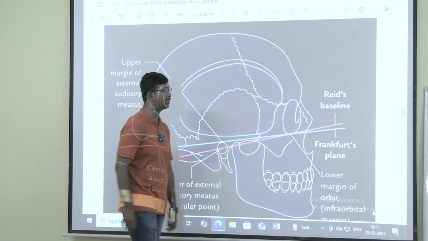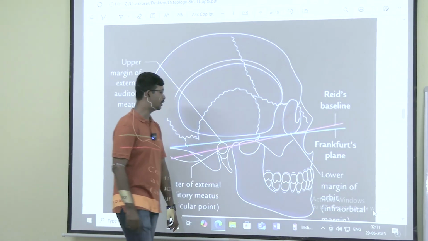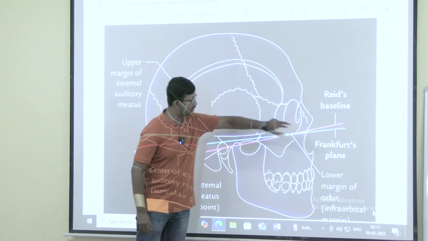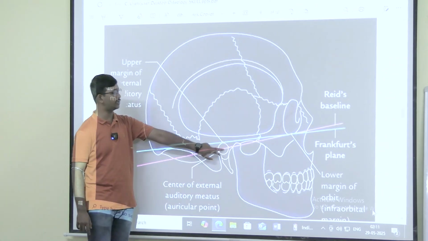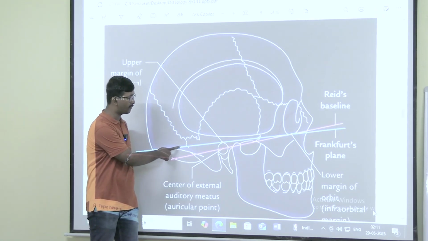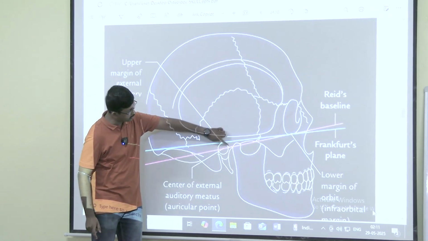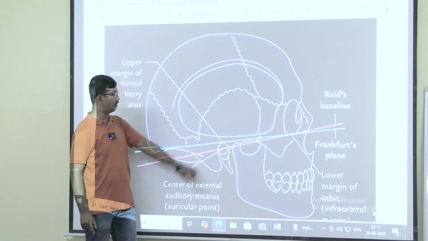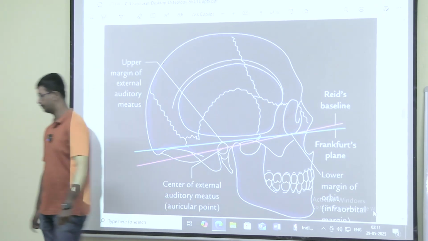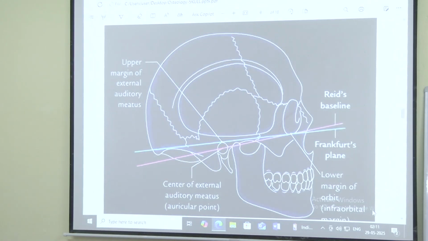There is another line, that is Reid's baseline, which likewise passes through the lower border of your orbit and through the midpoint of the external auditory canal, not through the upper part. The green line, that is the Frankfurt's line, is passing through the upper part of your external auditory canal or ear canal, but the red line is passing through the middle of the ear canal. On both sides it will be the same. This is the basic criteria for the anatomical position of the skull.